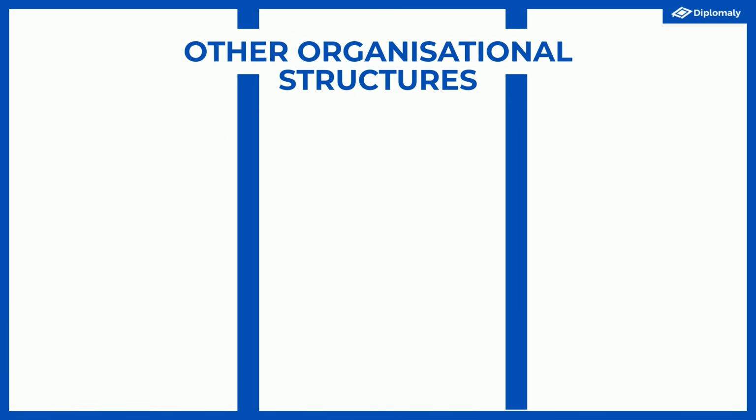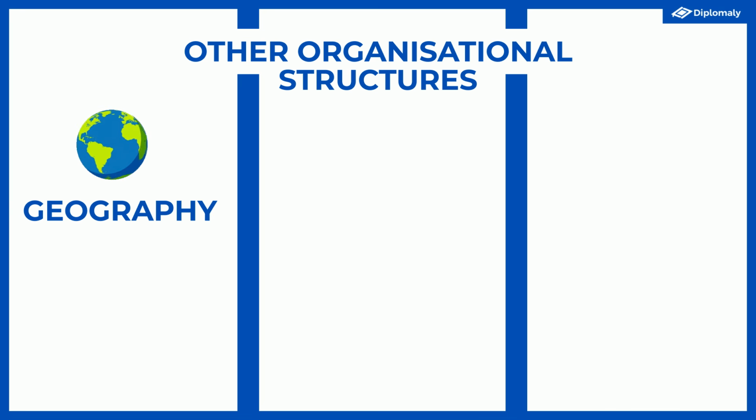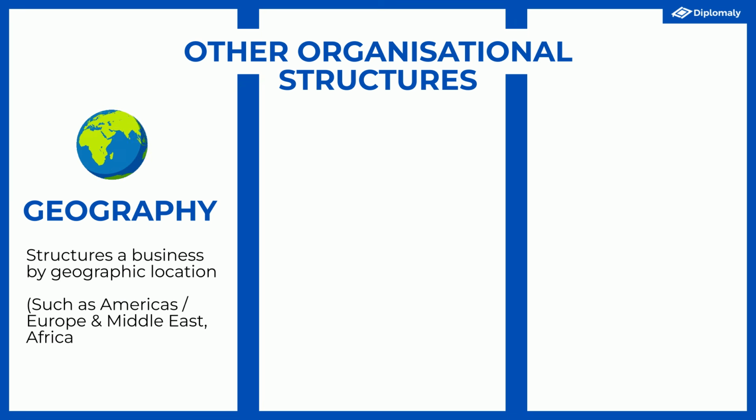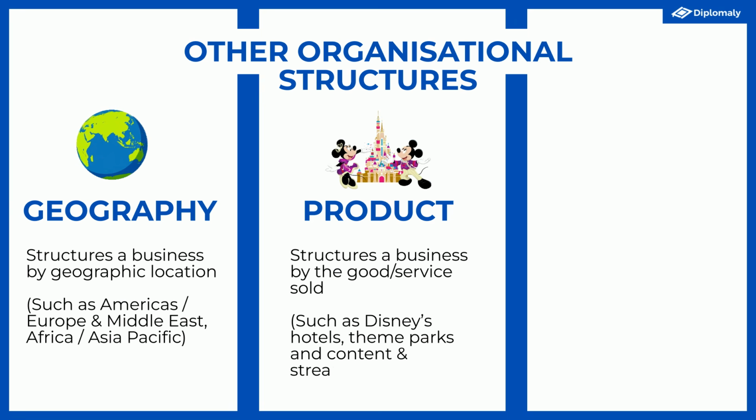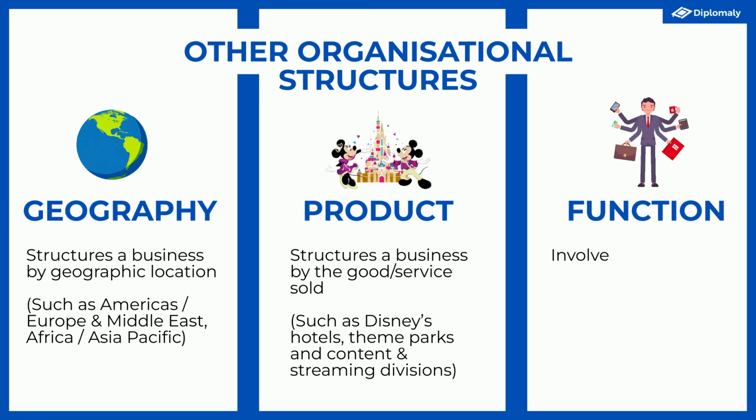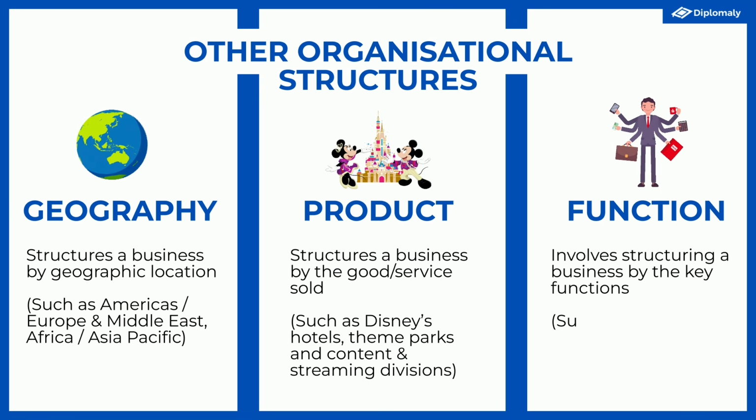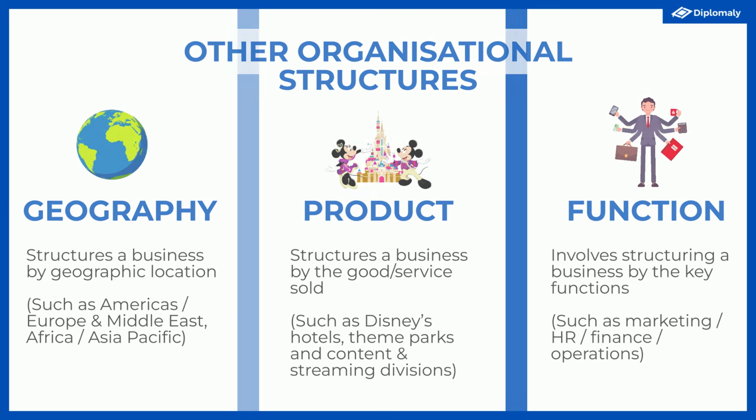Other structures that you should also be familiar with are organizations by geography, which is where a business structures itself by geographic location, such as splitting up between Americas, Europe and Middle East, and Asia Pacific. Organization by product, which structures the business around different goods and services sold. You might think of Disney's hotel divisions, theme parks, and content and streaming as an example here. Finally, the most common is organization by function. This involves structuring a business by the key business functions: marketing, HR, finance, and operations.